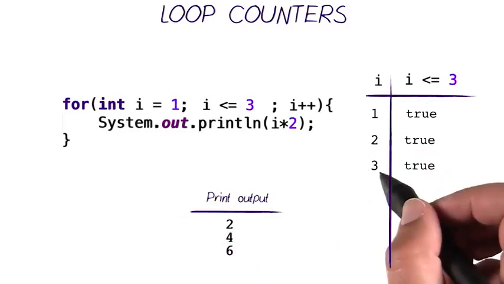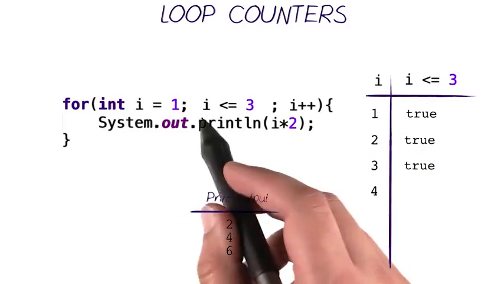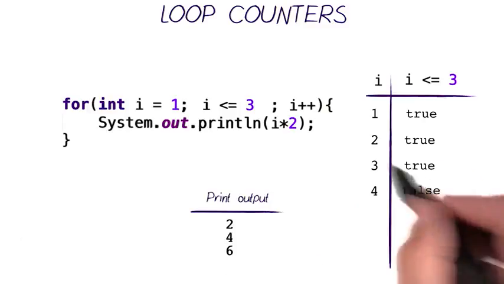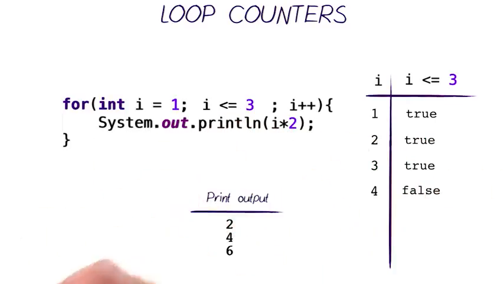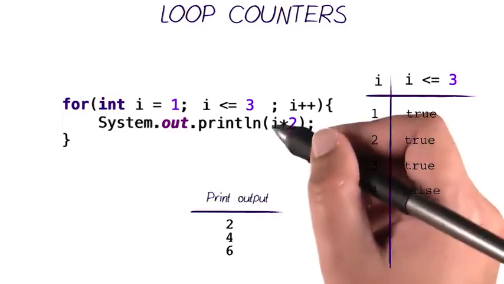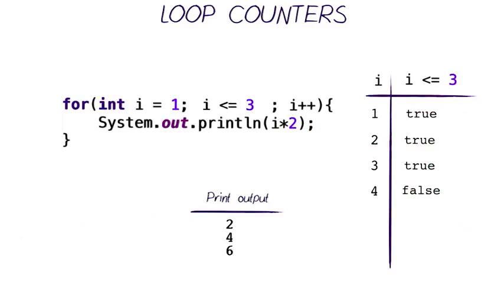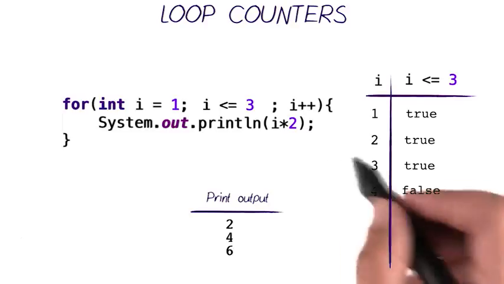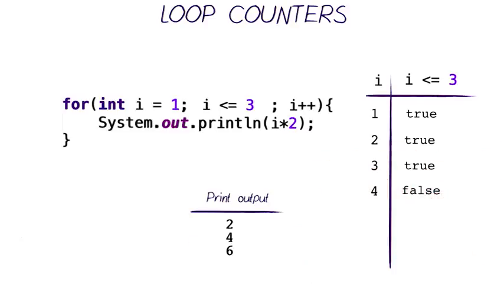We increment i, which makes it 4, but 4 is no longer less than or equal to 3, so that's false, and we don't print anything. Once that condition becomes false, we do not step into the loop, and we just exit. So there we go. It's really handy when we use the variable i, or whatever the loop counter is called, inside our loop. Remember that you could also do this with while loops, of course. Just be very careful not to change it.